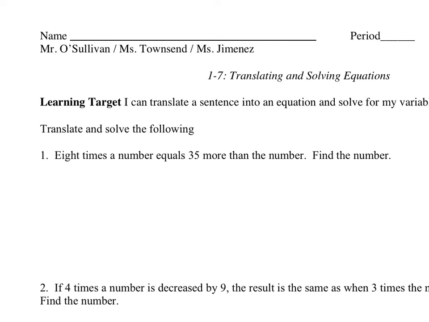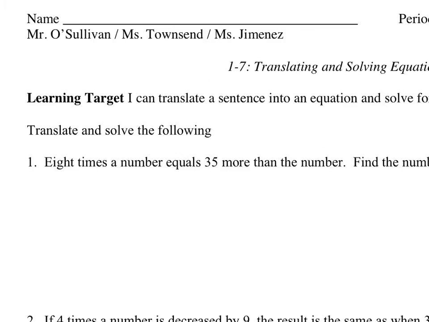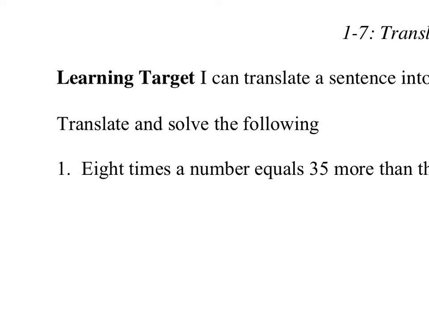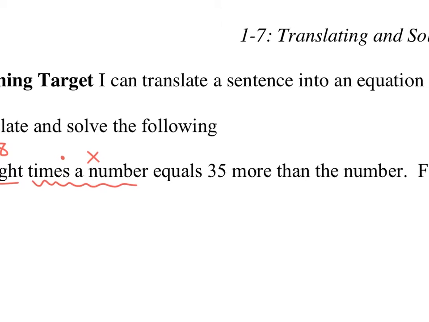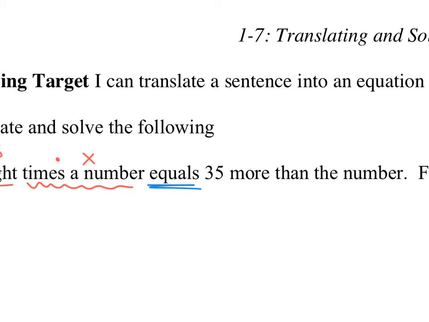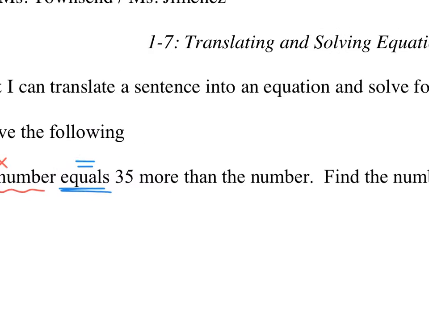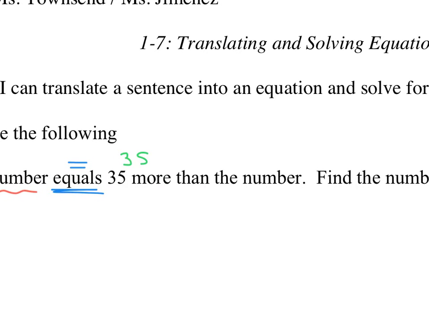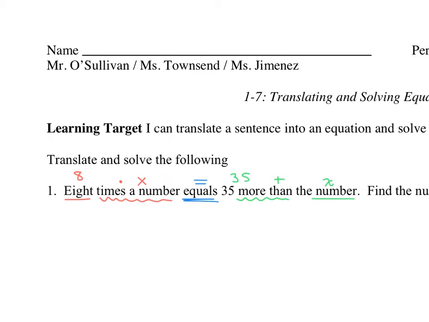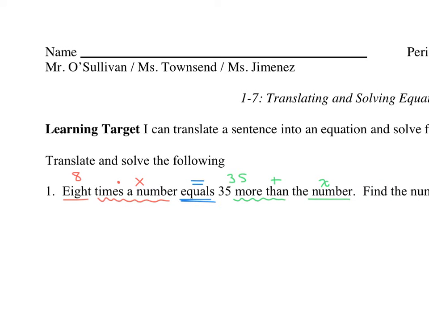Find the number. So all we have to really do is do a deeper dive into this question. So I know I have 8 times a number. I don't know what my number is, so I'm going to do times x equals 35 more than, which we know is addition, and I don't know what my number is, so it's still x. That's my equation. 8 times x equals 35 plus x. So I really am just doing 8x equals 35 plus x.